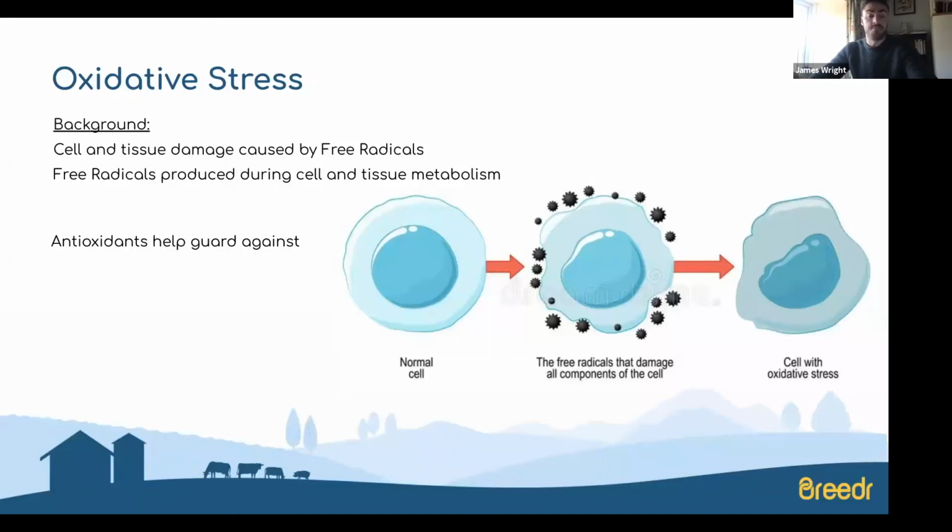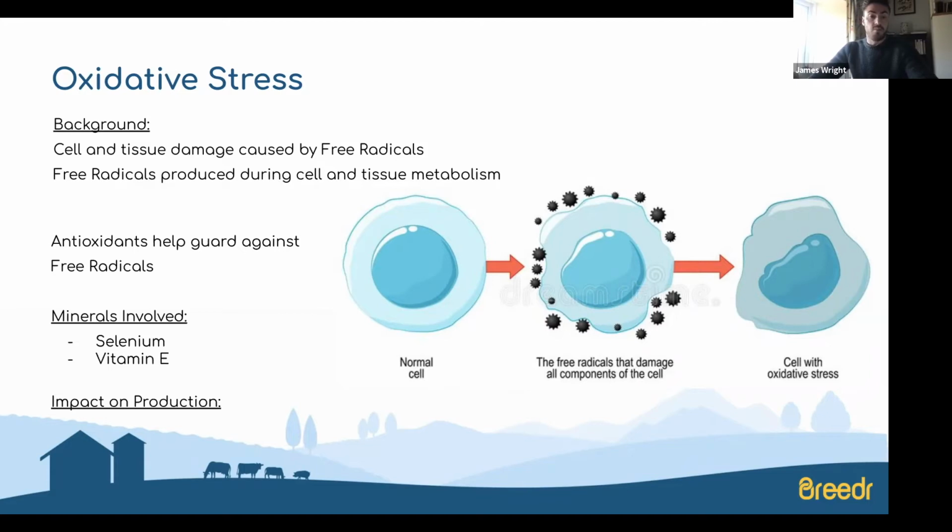So what we need to protect our cells against them is antioxidants. And we've probably all heard of antioxidants. And yes, they help guard against those free radicals. And what we need for those antioxidants is selenium and vitamin E.